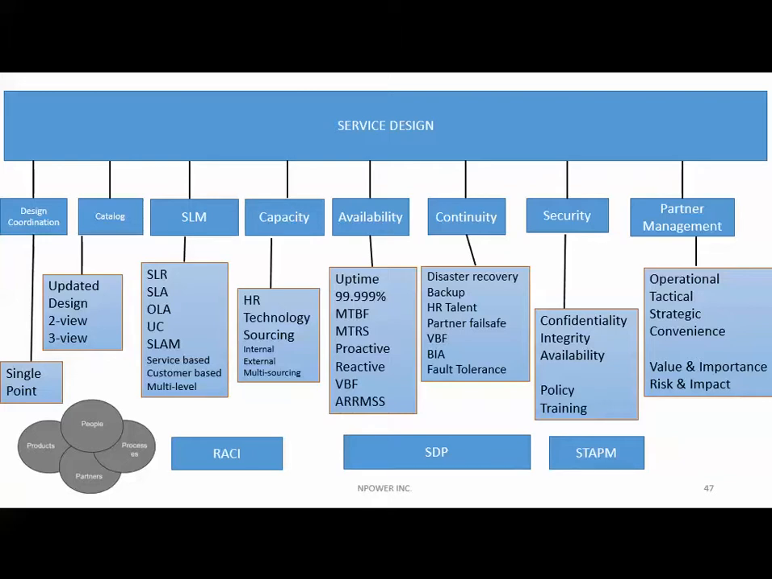We can have insourcing, that's internal. We can have outsourcing, that's external. And we can have multi-sourcing, so that we're growing our own and we are buying from external, okay? That's from a capacity standpoint.